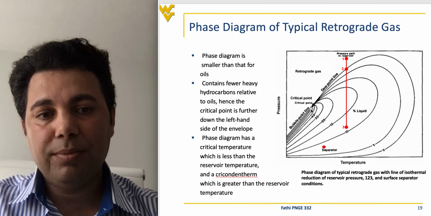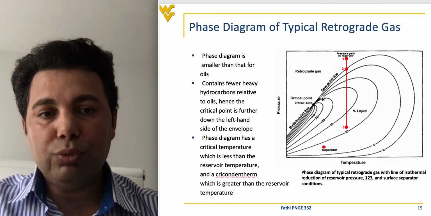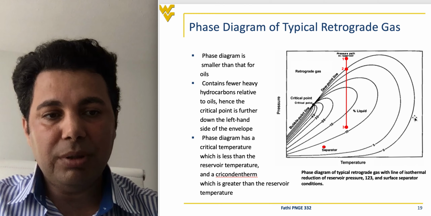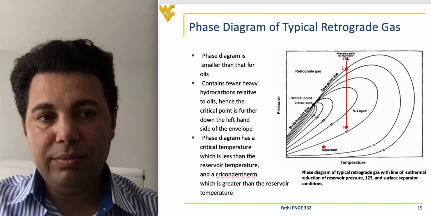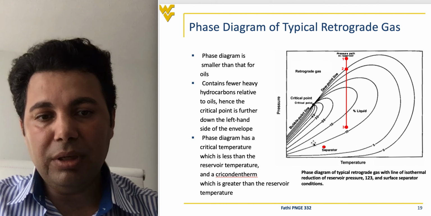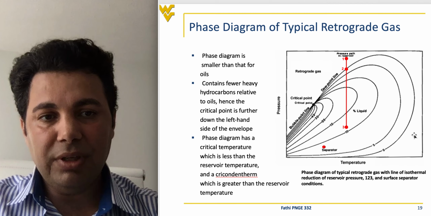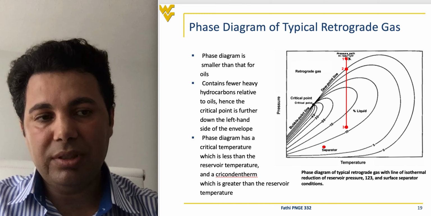In the case of retrograde gas, the reservoir temperature should fall between the critical temperature and the maximum temperature of the envelope. So if your reservoir temperature falls anywhere between the critical temperature of the phase envelope and the maximum temperature of the envelope, then you have a retrograde gas reservoir.